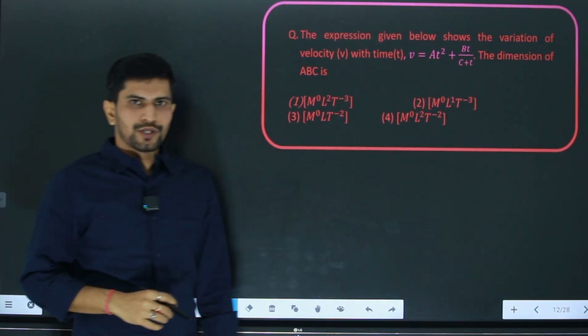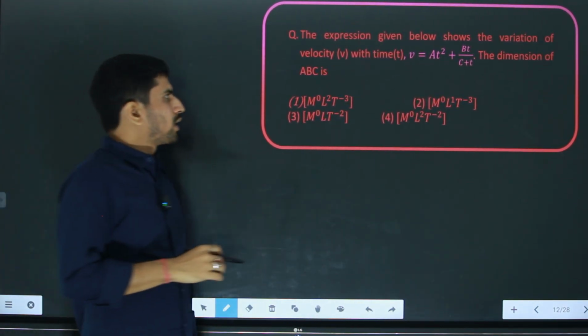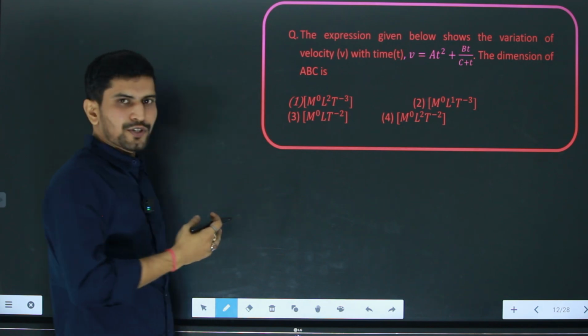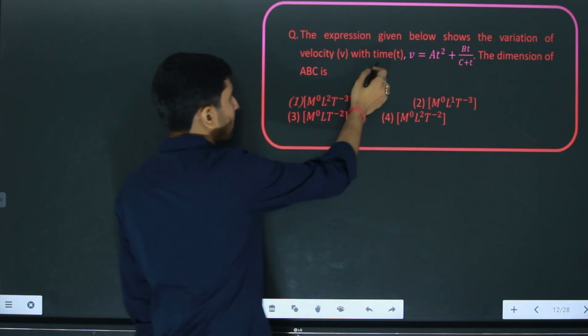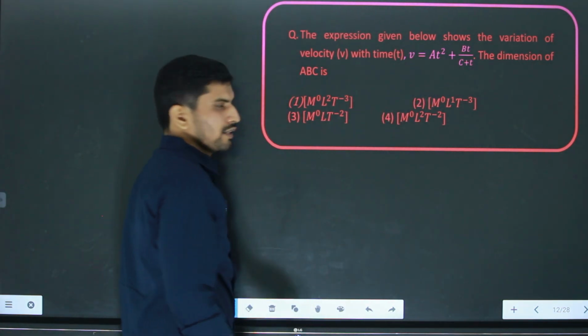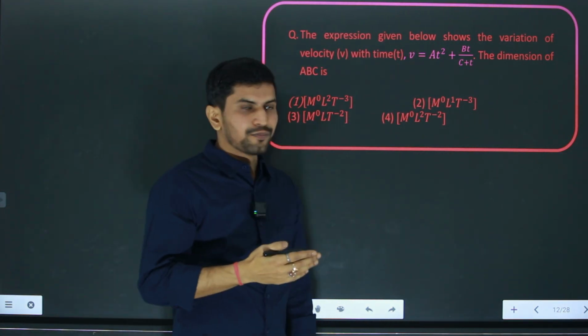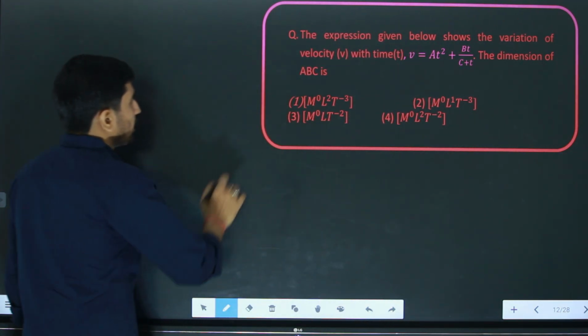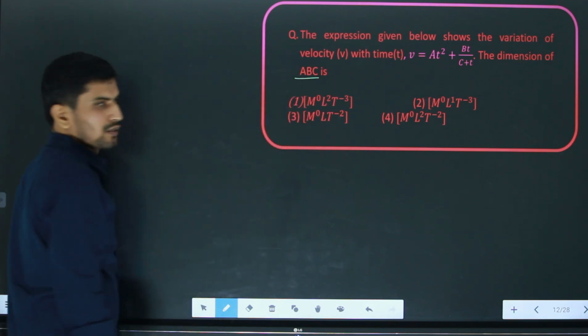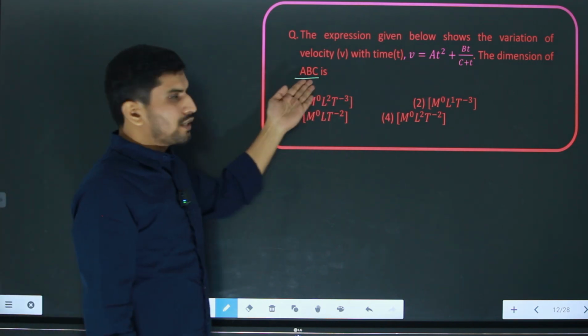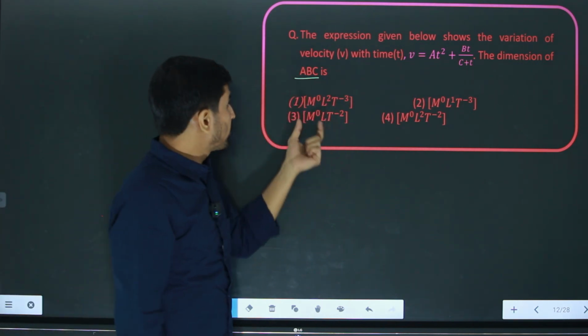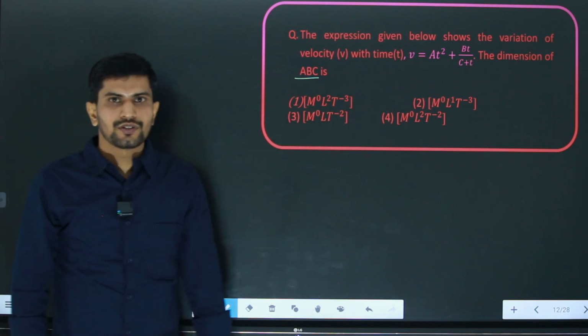Okay, again we have a question from dimension. In the question, the expression of the velocity is given with respect to time, which is this one, and in the expression we have three constants, capital A, capital B, capital C, and we have to calculate the value of this product ABC, okay. To calculate the value of the product, we have to calculate the value of A, B, C separately first, right.